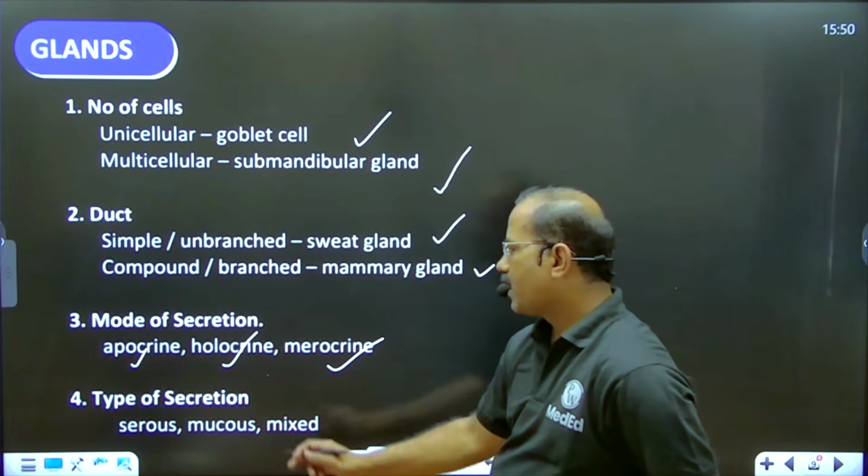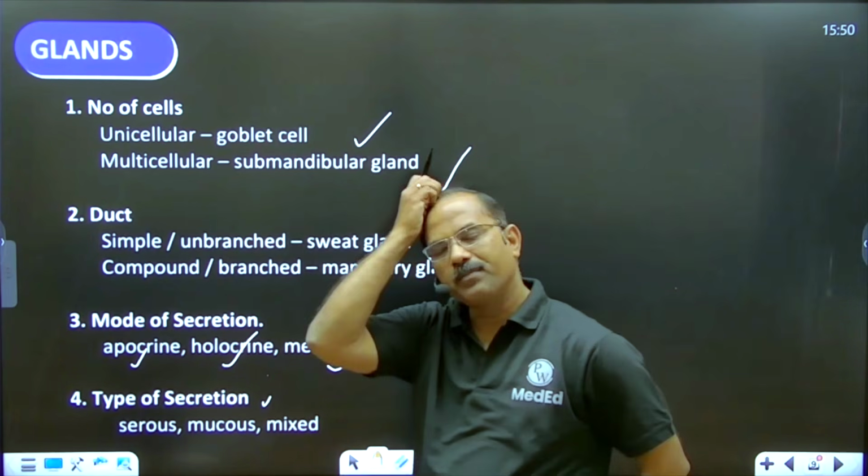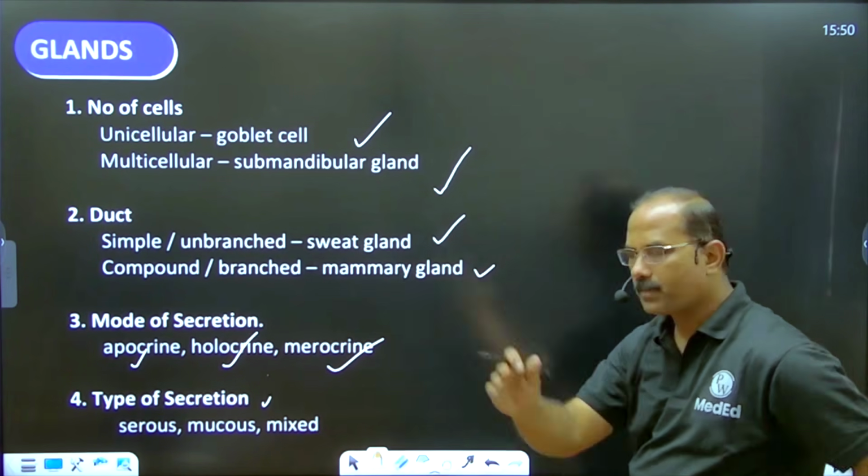Mammary gland. And depending on the type of secretions, it can be a mucus gland, a serous gland, or a mixed gland.